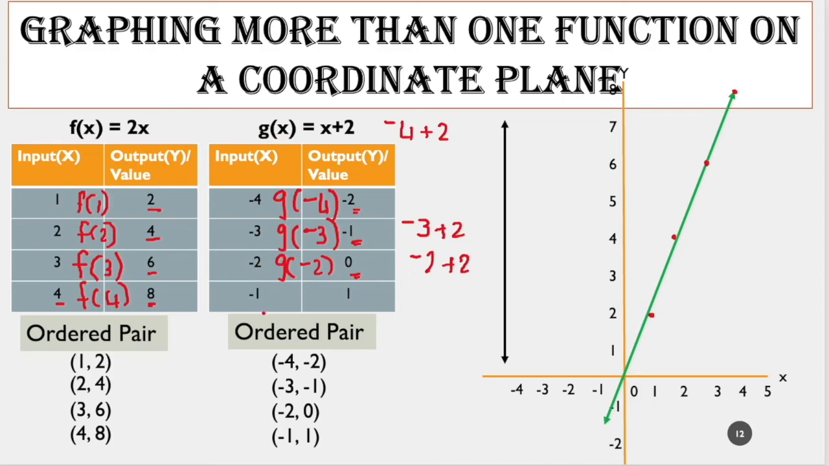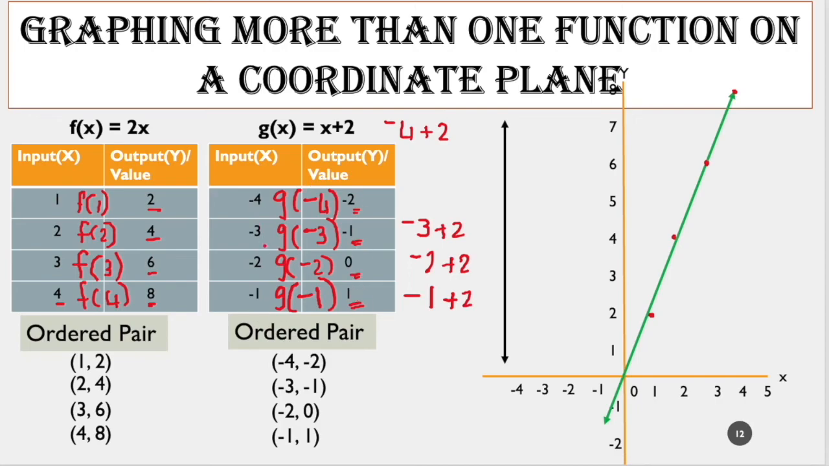And when you input negative 1 for x, what is the value of the function? G of negative 1. So wherever you see x in the rule, input negative 1. So that would be negative 1 plus 2, which is positive 1. So this would be our ordered pairs for the second function. So we have negative 4, negative 2; negative 3, negative 1; negative 2, 0; and negative 1, 1.